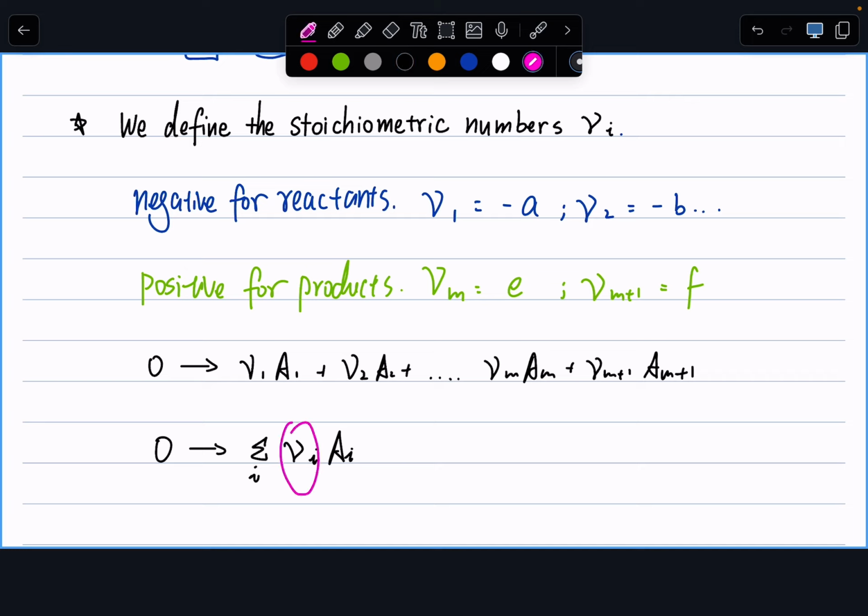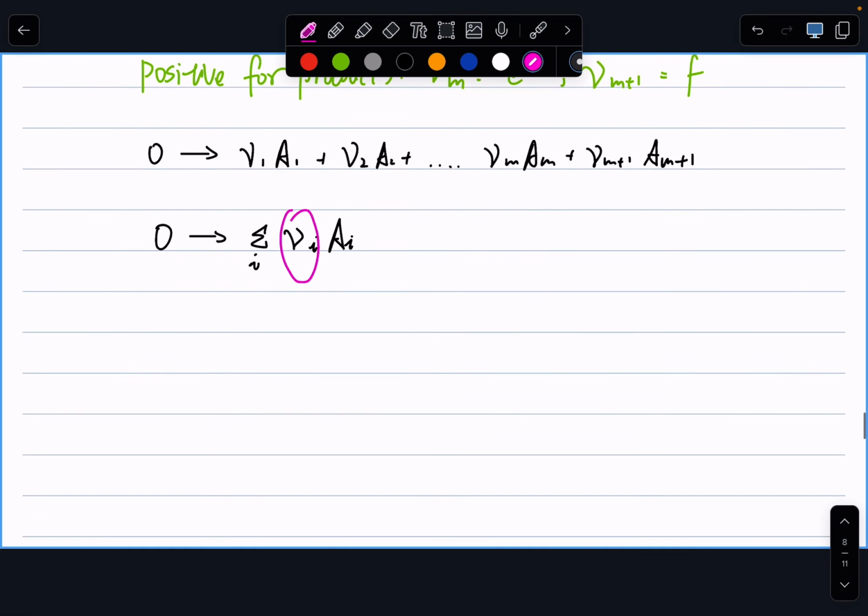Remember, this is our stoichiometric number. It's negative for reactants, positive for products. All right. One more thing. We want to define our extent of reaction.